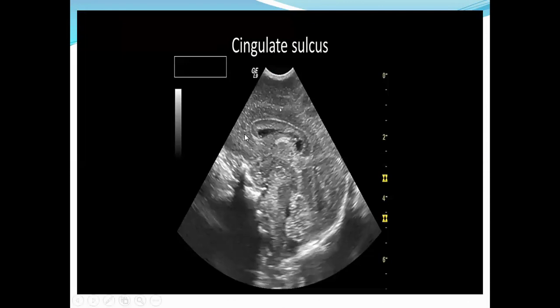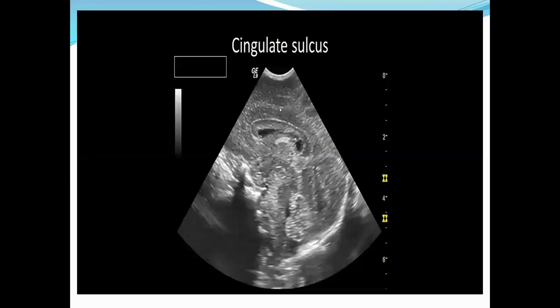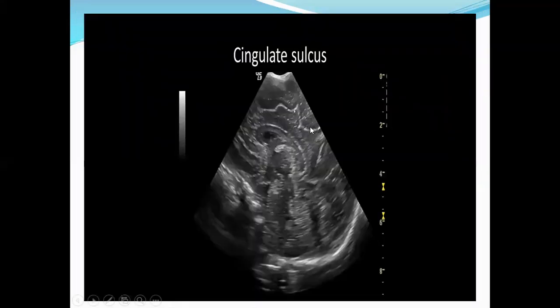This infant is 24 weeks or less, like I said in previous notes. When you start seeing this cingulate sulcus continuous, you know that the infant is above 28 weeks. Corpus callosum, cavum septum. This is the cingulate sulcus. It has primary branching there, if you see it.